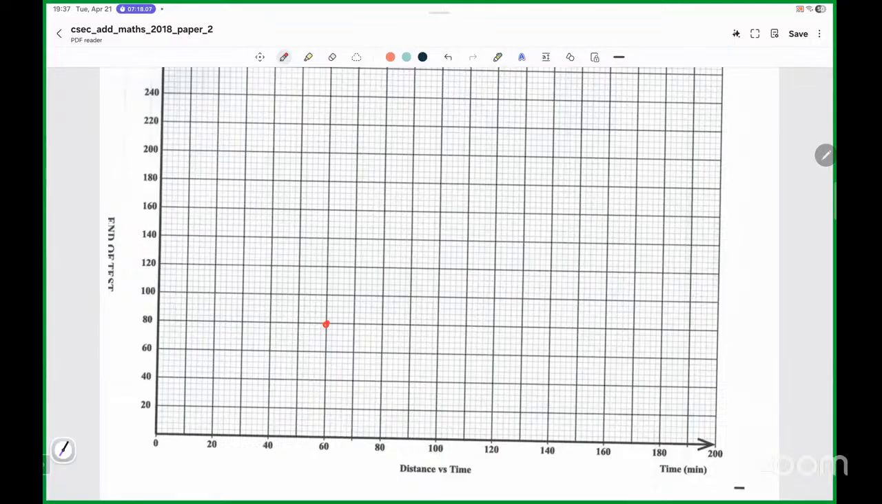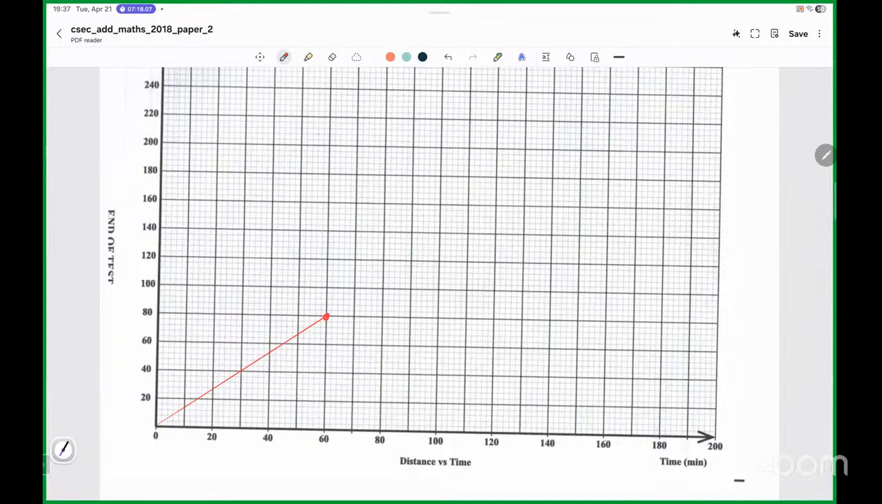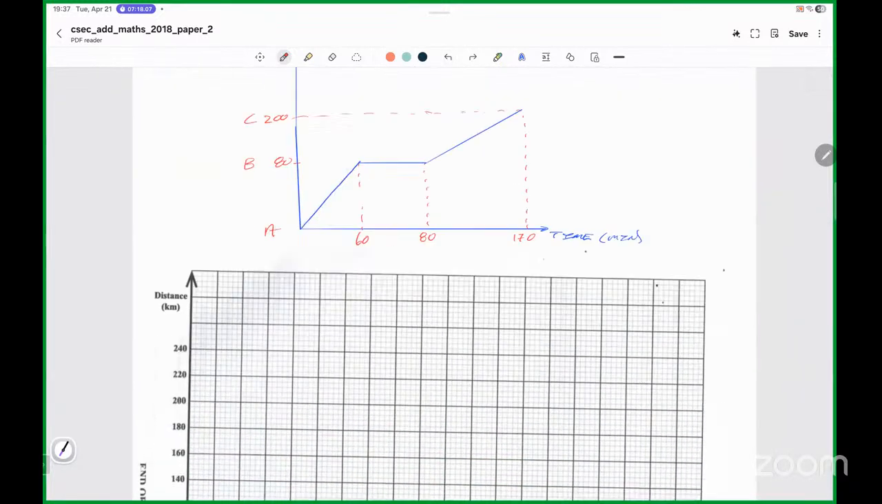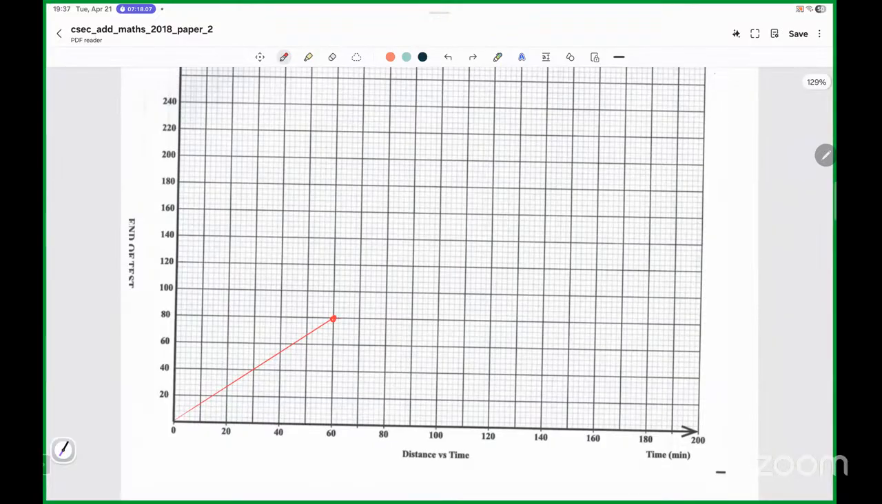The next segment is 20 minutes, 20 minutes up at the top. Constant speed for 20 minutes, like this.